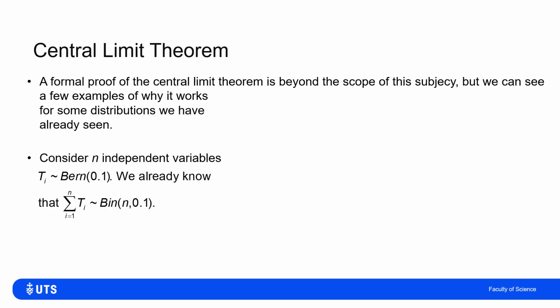Now, I like this simple example of just taking Bernoulli random variables. In this case, a Bernoulli random variable with parameter 0.1 is a variable which 10% of the time takes the value 1, and 90% of the time takes the value 0. And if I've got more than one of those, I can add up n independent Bernoullis with parameter 0.1, and I'll get a binomial with parameters n and 0.1.